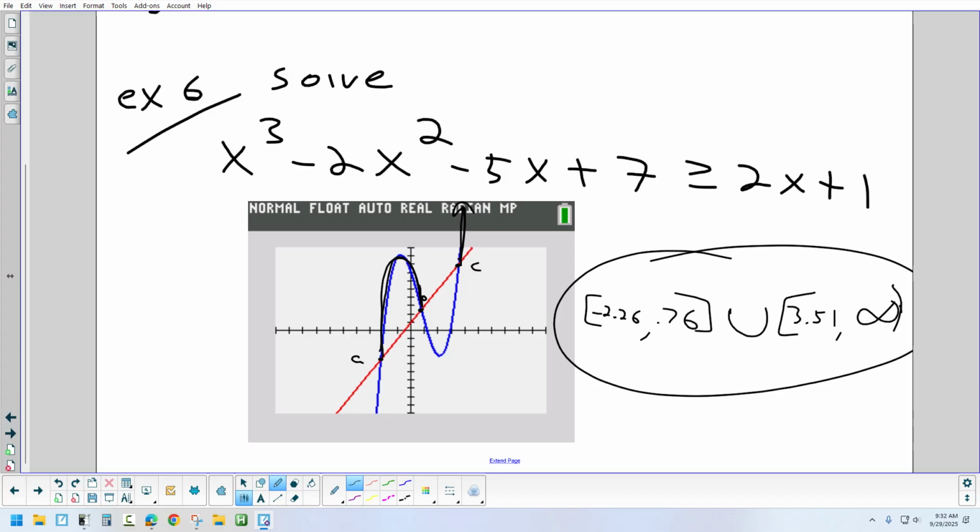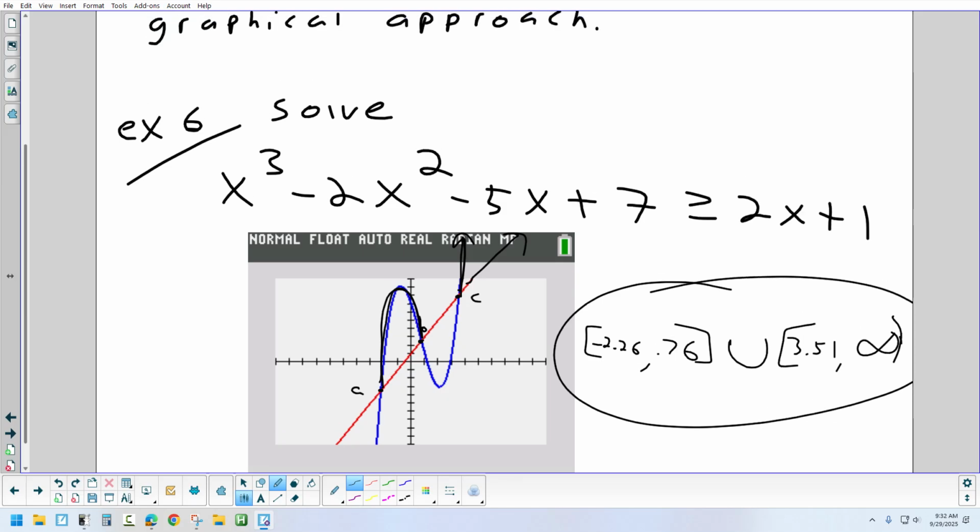And that cubic is just going to keep going up, almost vertical. And this linear function is going to keep going like that. So the cubic is always going to be above the linear after point C. But you got to be 3.51 or higher to be in that section. Okay, any questions on that?